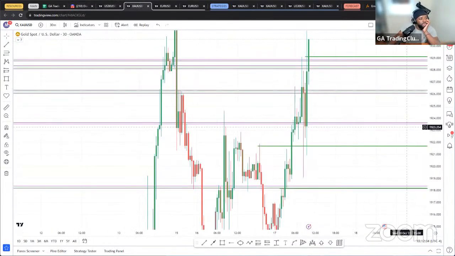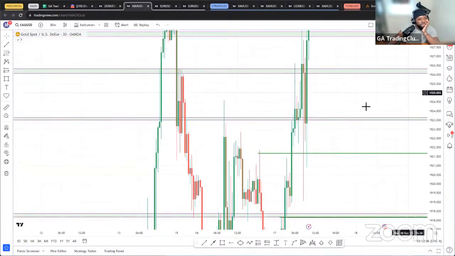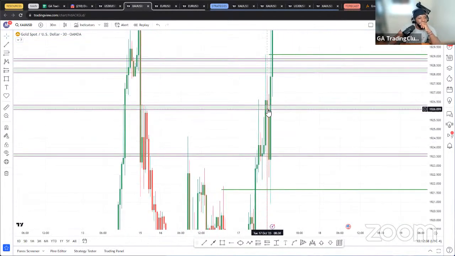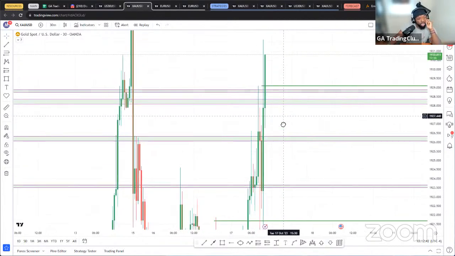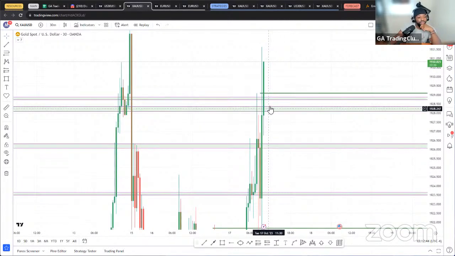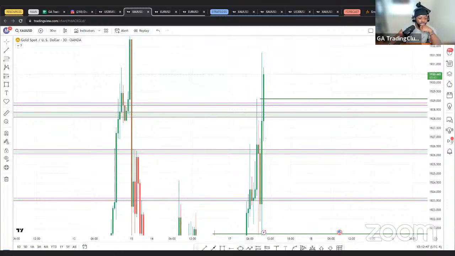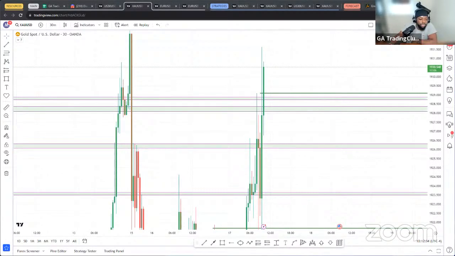Where was I? So gold, these are 30-minute zones. Gold here, this is a break and continuation of a double SAR. Gold, this is another break and continuation. So gold is just spiking to the upside. Let me check some of my other accounts. Okay, perfect. That one, two.